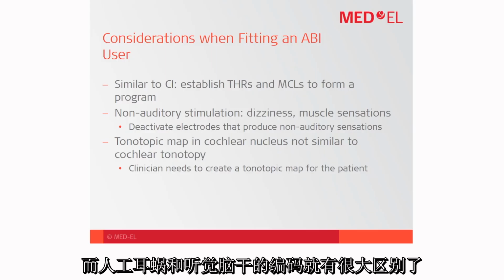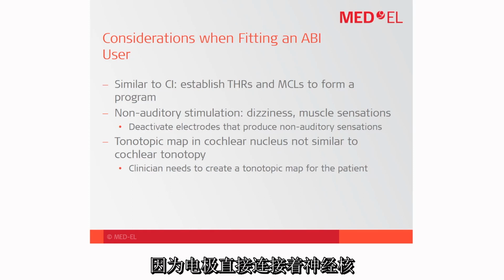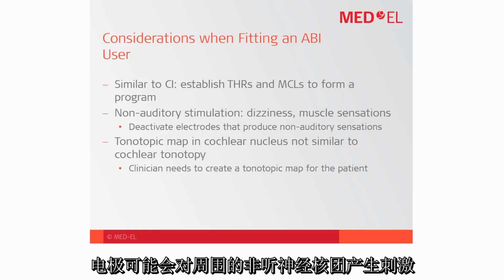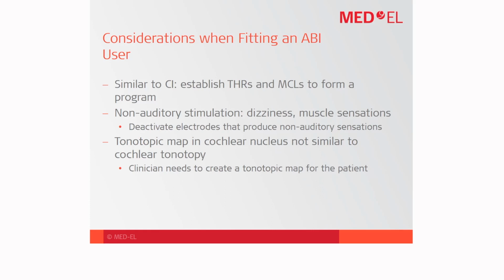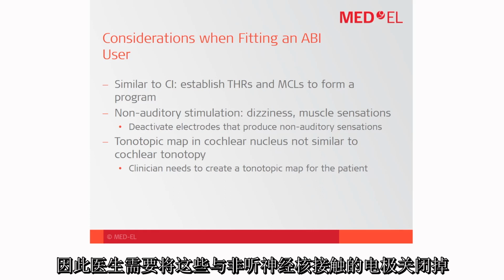Now, there are a lot of differences as well between programming a CI user and an ABI user. One of the main differences is, since the electrode is placed on the cochlear nucleus, the electrode could be stimulating nerve fibers that are not part of the central auditory pathway. And therefore, the patient could suffer from non-auditory sensations like headaches or muscle sensations. And so the clinician would need to deactivate the electrodes that are contributing to the non-auditory stimulations or sensations.